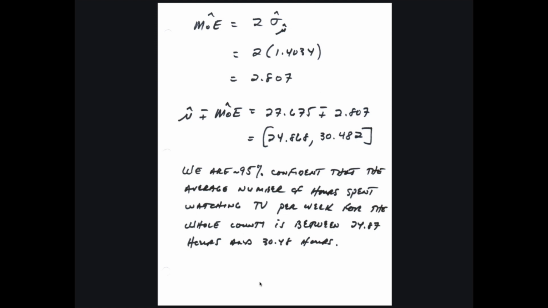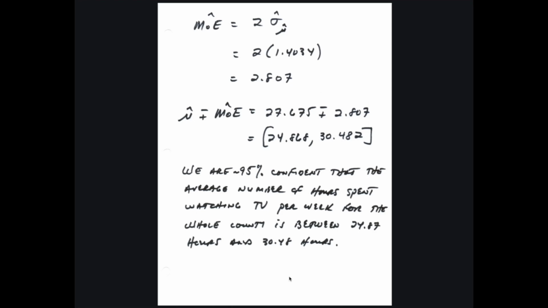Okay, so once we have this estimated variance, then to get the estimated standard error, all we have to do is take the square root, which gives us 1.4034. So that is the estimated standard error of mu hat. Once we have that, then we multiply it by 2 to get the estimated margin of error associated with mu hat, which is equal to 2.807.